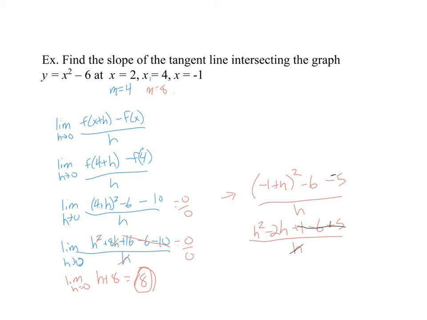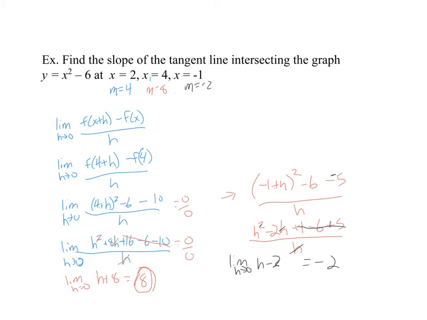And now our h's we can cancel as well. So our limit as h approaches 0 would be h minus 2. Plug in our 0, we get an answer of negative 2. I did that quick, but it should have worked out.